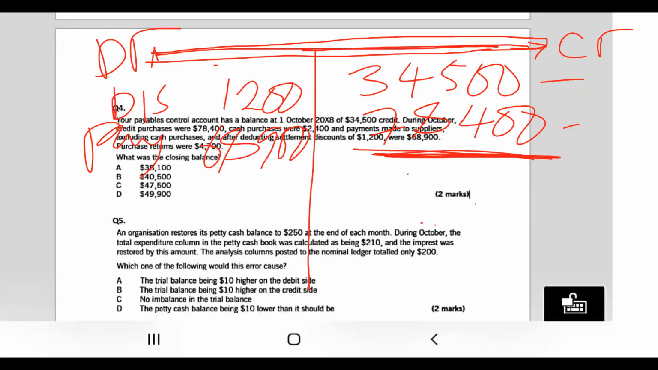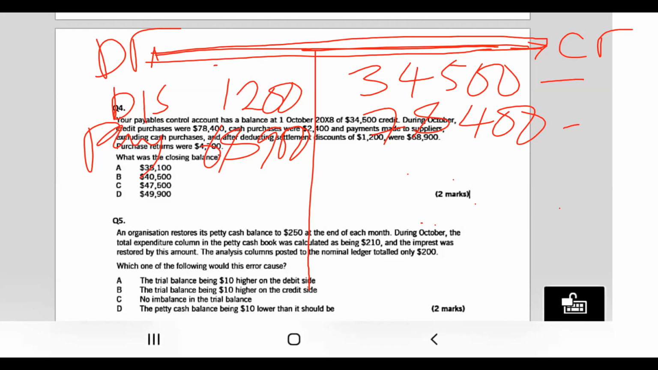And then the purchases return. Where do we record the purchases return? Is it on the debit or credit side? Credit. Interesting. Why should it be on the credit? Because you're giving it out, you're returning. I thought the rule was to credit the giver.